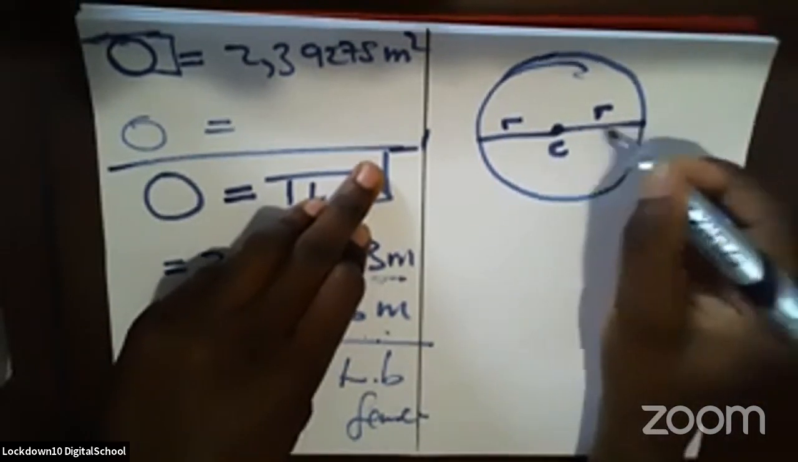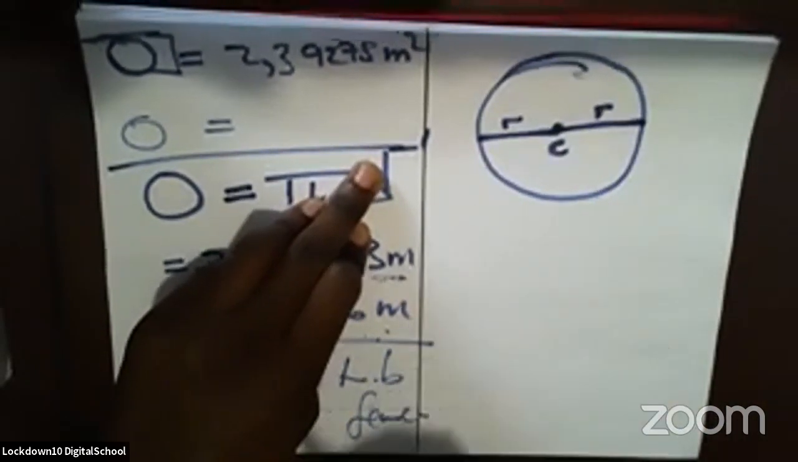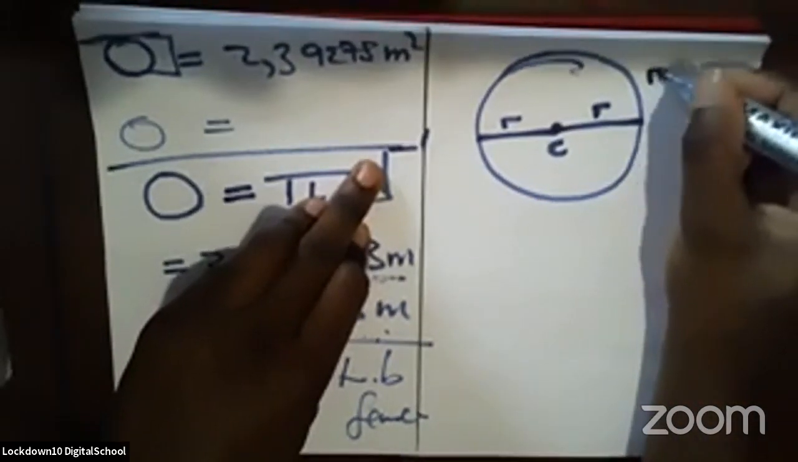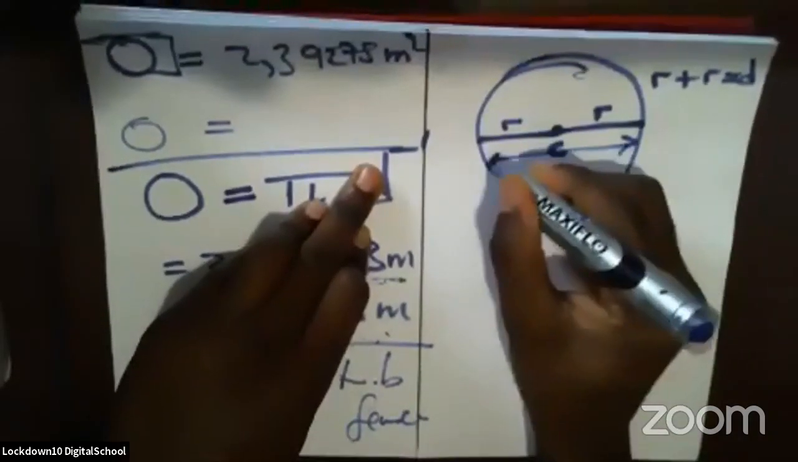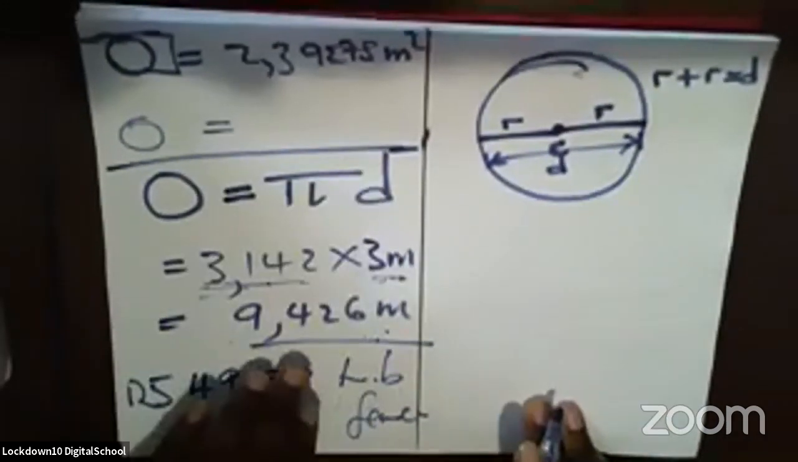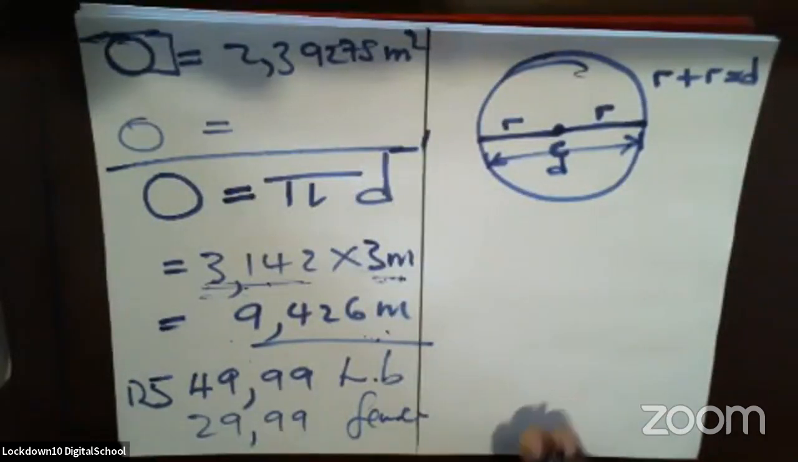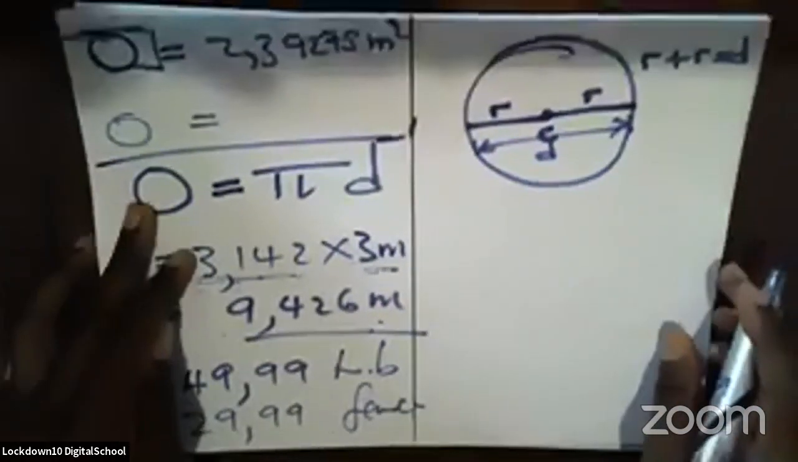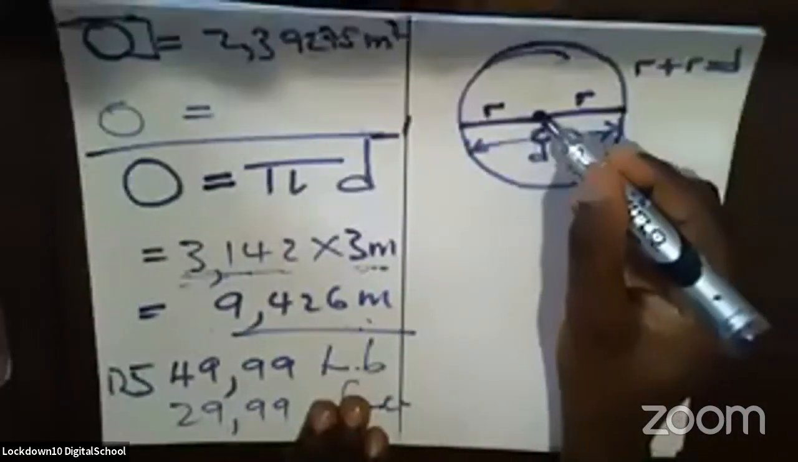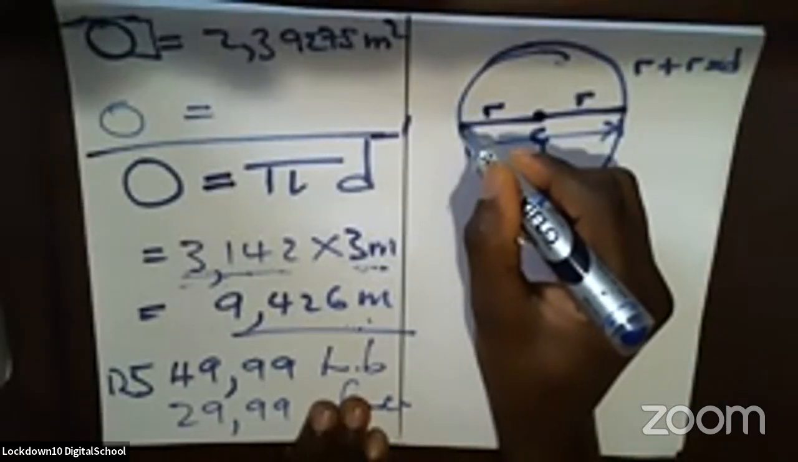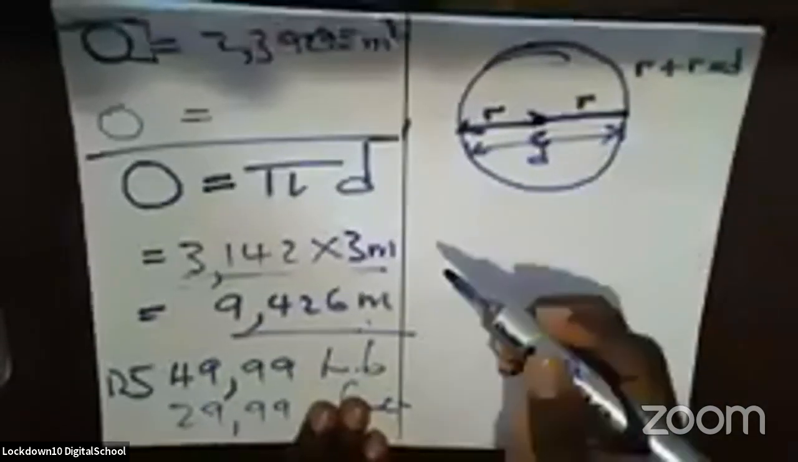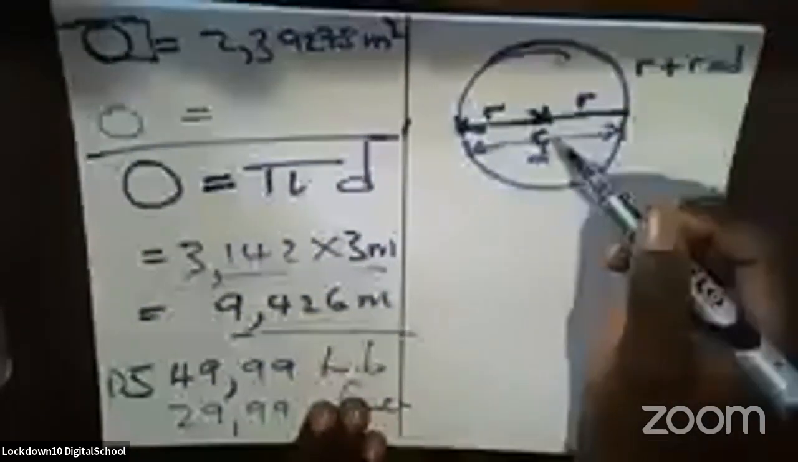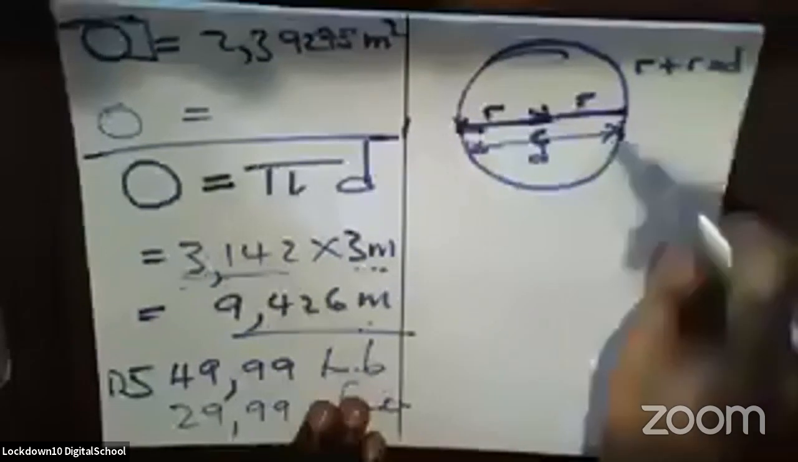Two radii will give us a diameter. So we are saying R plus R is equal to D. This is called the diameter of the circle. Okay, can't you hear me, guys? We're saying the radius of a circle is the distance from here touching the circumference. From here to here, this is called the radius. From here up to here, this is called the radius, and from here up to here, again, it's a radius.